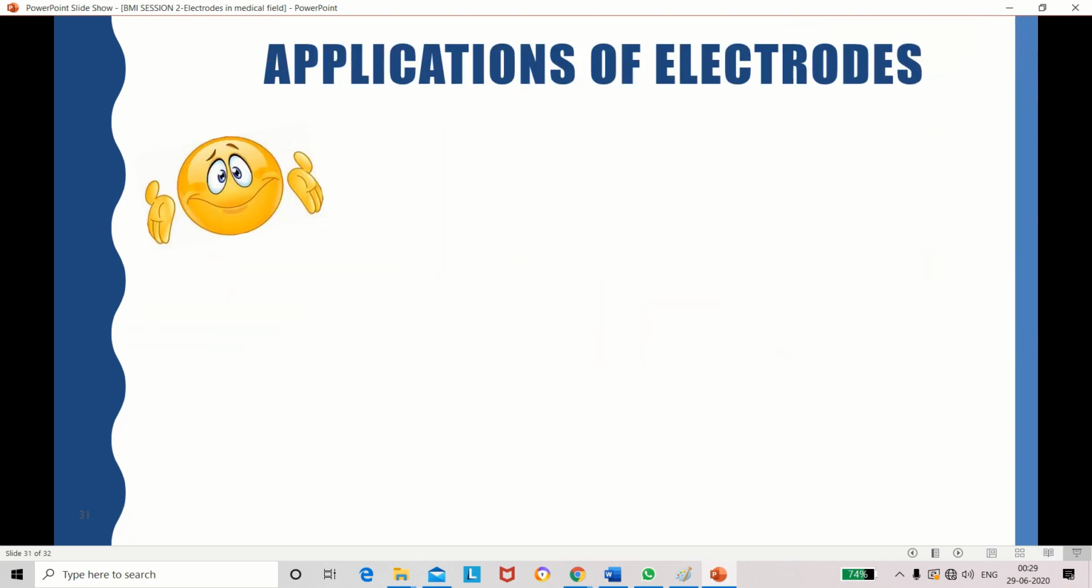Now, what topics have we discussed? Three topics we have discussed. First one is the body surface electrode. Second one is needle electrodes. Third type is microelectrodes. These are the important types of electrodes which are used for different measurements of potentials. Now let us discuss what are the applications of electrodes.